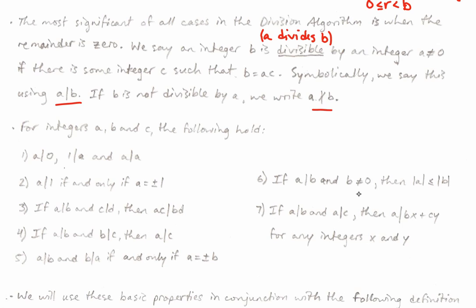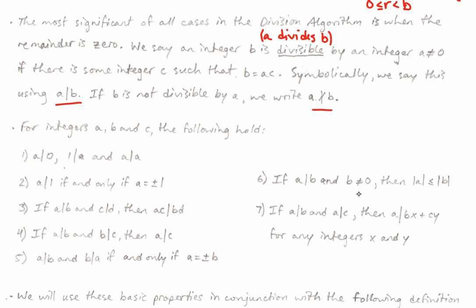Number 2, a divides 1 if and only if a is plus or minus 1. That makes sense. There's only two factors of positive 1, and that's plus or minus 1. Number 3, if a divides b and c divides d, then ac divides bd. So the products of numbers that divide some other numbers, those products also divide as well.